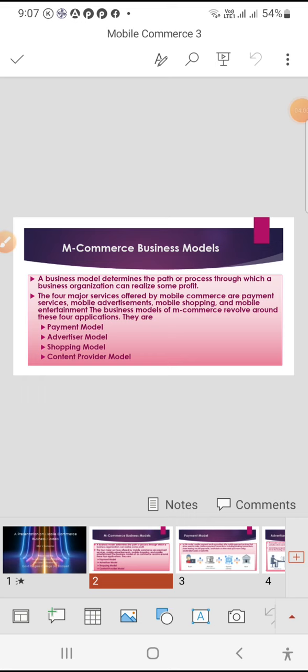Next, we'll discuss the advertiser model. The advertiser model is an extension of the traditional e-commerce advertiser model and provides mobile websites that can be viewed by mobile users on their portable mobile devices.